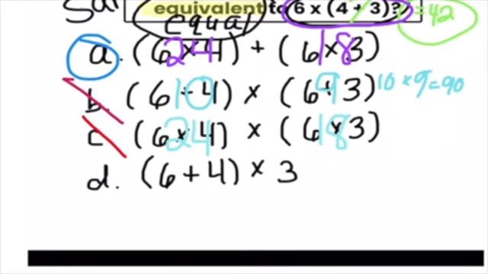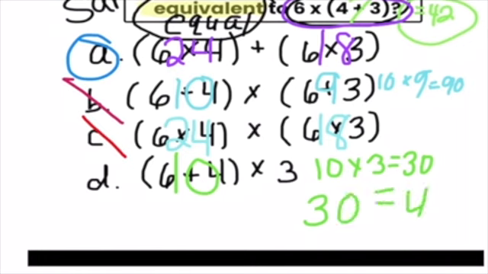Okay, let's look at D. 6 plus 4 times 3. So we have 10, because that's 6 plus 4, times 3. 10 times 3 is 30. So is 30 equivalent to 42? No, it is not. So I can also cross off D. So our only answer is A.